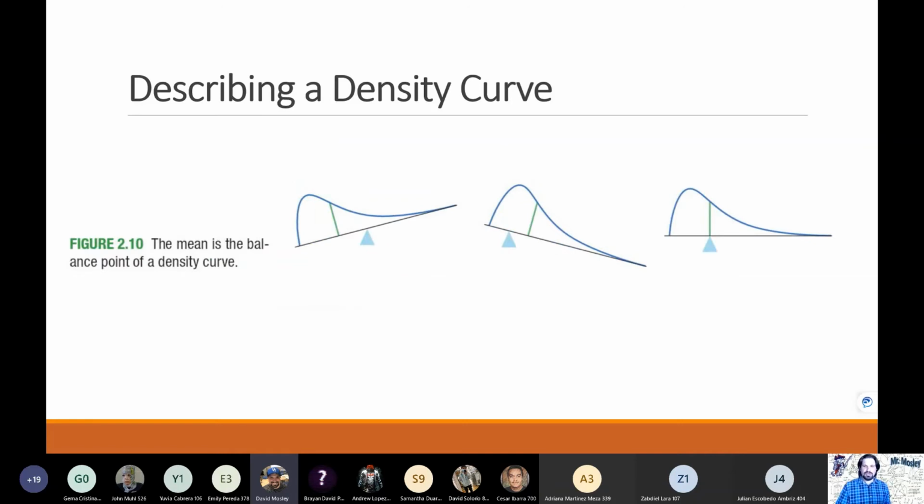Another little figure description here. This is kind of a visual on the balance point. If I were to have a curve made out of solid metal, and I try to balance here, it's going to topple over to the left. If I try to balance too far to the left here, it's going to fall over. But right here, it's just right. The weight is equally distributed. So it's another illustration of the balance point idea.